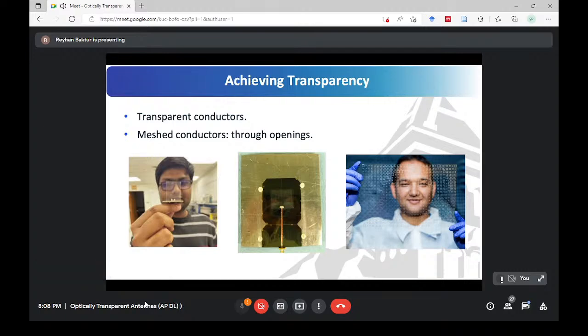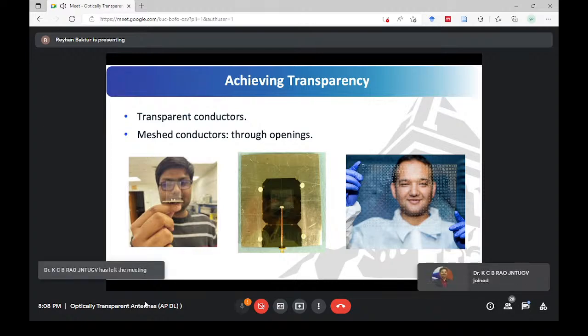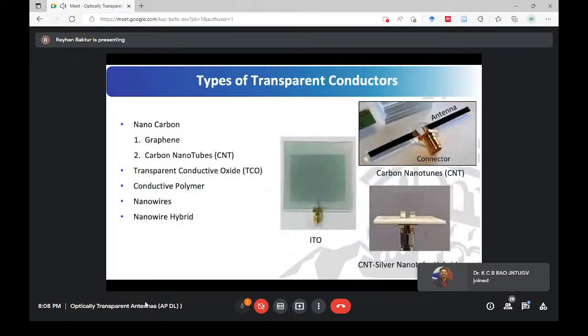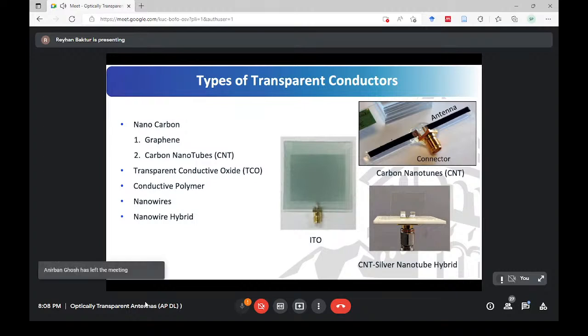So, achieving transparency. Obviously, we can make transparent antennas from transparent conductors, or think of a frequency selective surface, or we can maybe just do it from meshes. I will be talking about these two categories of antennas today. Let's start with the transparent conductors, because I think this is what most people are interested in because they are newer and interesting, and you will be dealing with different materials.